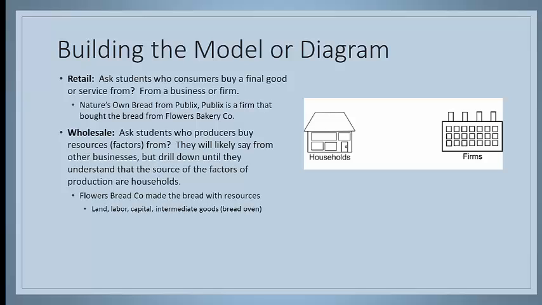Ask students who producers buy resources from to make the products. Usually students say businesses, but probe until you get to the bottom of it, which should be the workers. If they say businesses, ask who owns the business. For example, my mother-in-law owns a building that she rents out to a flea market. Consumers or households do own the factors of production. Explain that businesses sometimes buy intermediate goods to aid them in the production process.